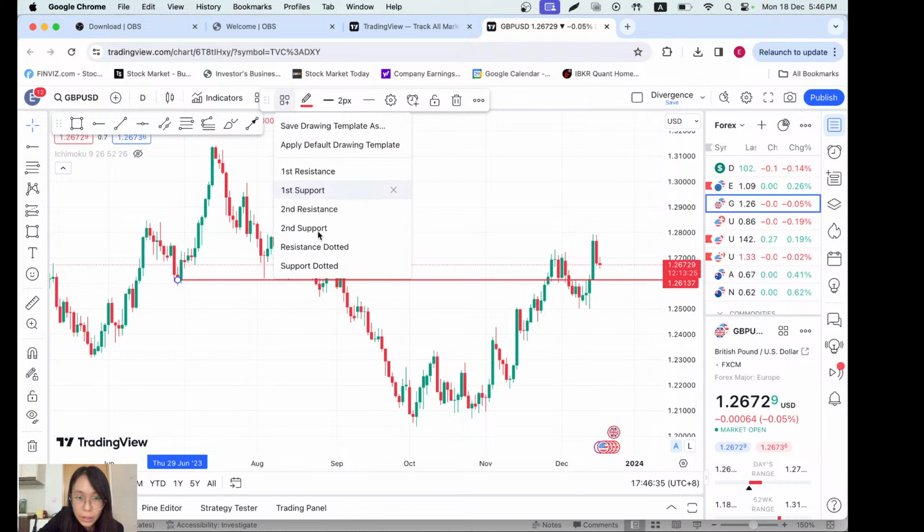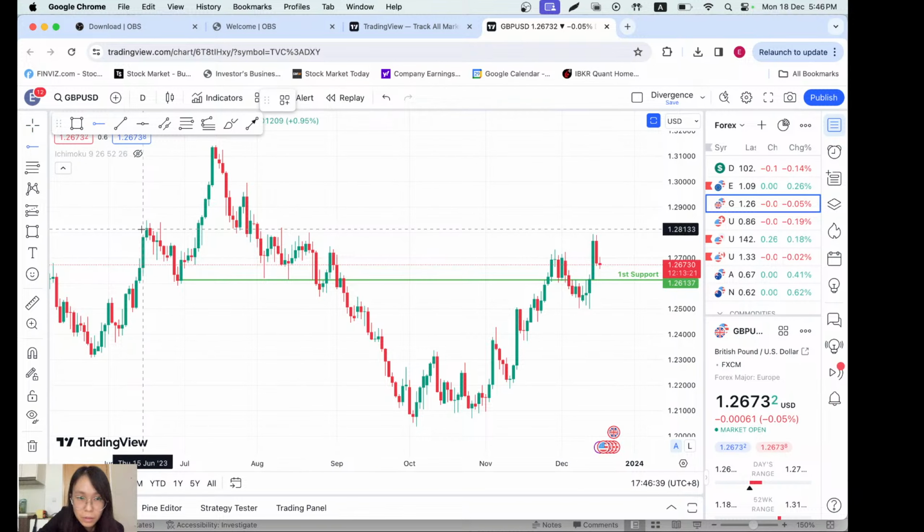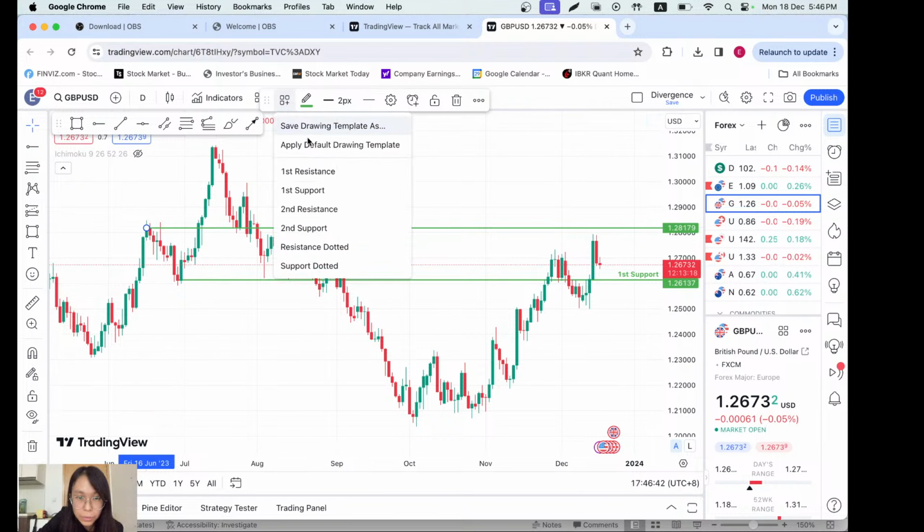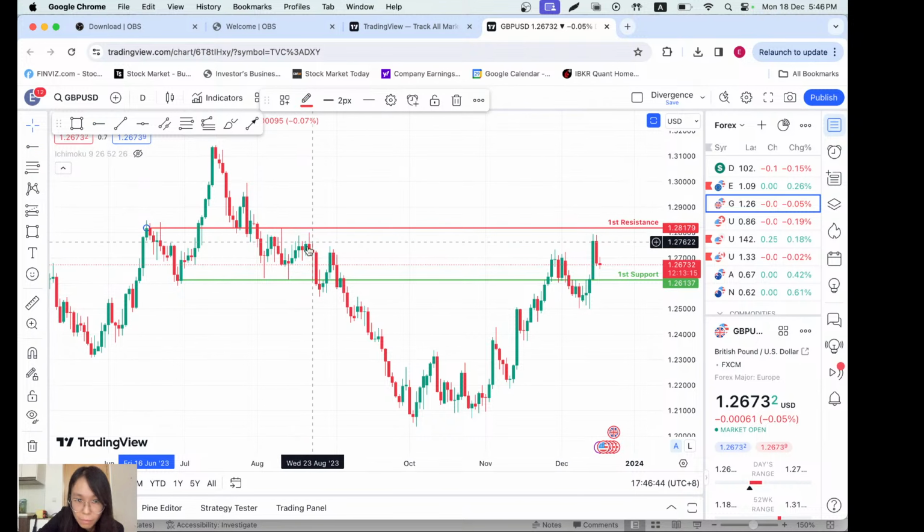Okay, this will be my first level of support. And my resistance is here. Price reverses, bounces off, and then keeps testing the same support line here, thus creating an overlap support. Likewise for the first resistance, you reverse, pull back, bounce off, and pull back again. So this is a strong support and resistance level.